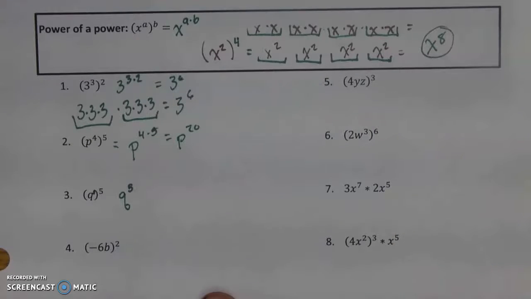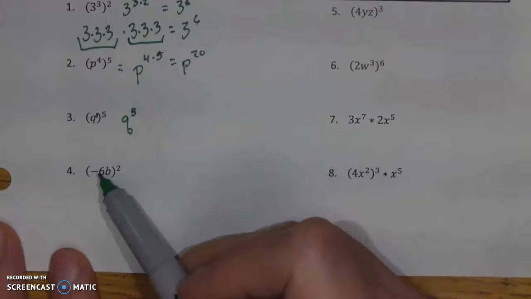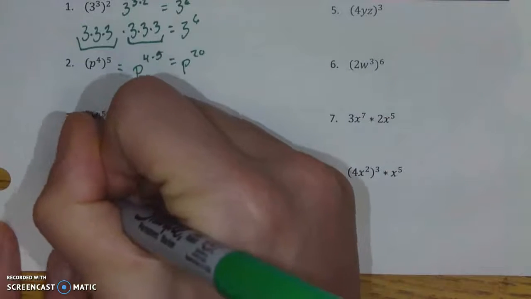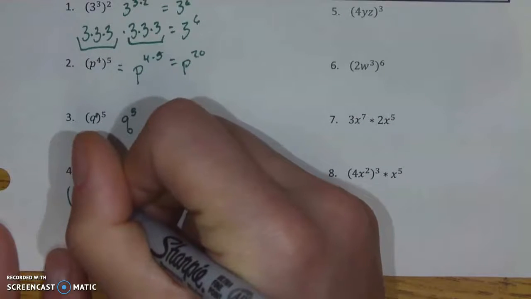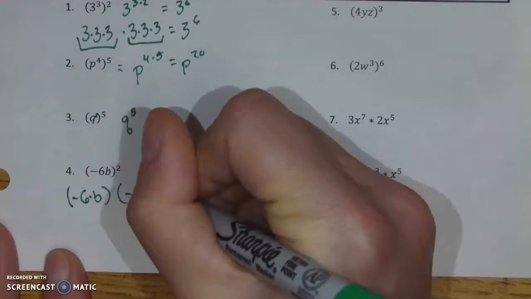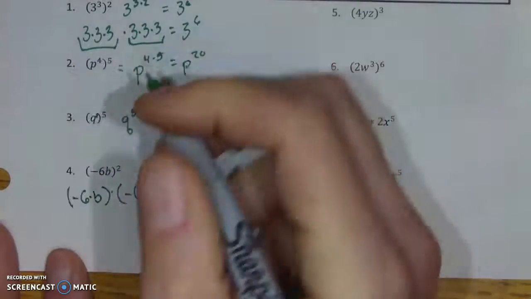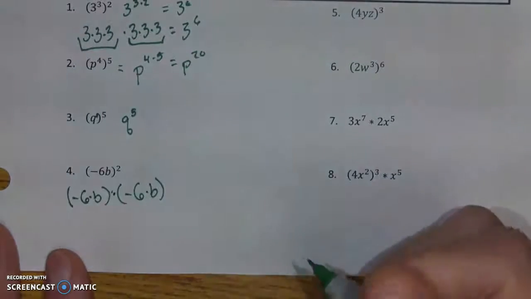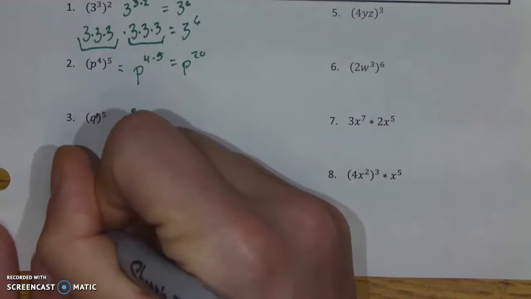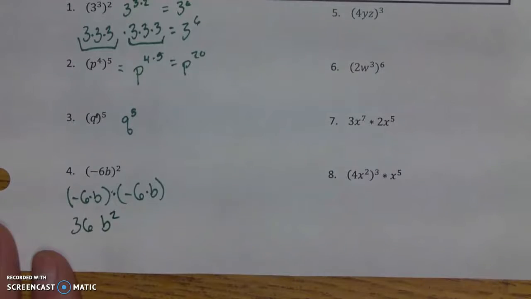You do have to watch out, of course, for negatives, and we're going to look at this one in just a little bit more depth. Here we have negative 6 times b, squared. Now remember that what this is saying is you take the entire parentheses, negative 6 times b, and you multiply by it itself, negative 6 times b. Now, when we're doing multiplication, we are allowed to multiply in any order that we want. So I'm going to take the negative 6 times the negative 6, which is going to give me 36, and I'm going to take the b times the b, which gives me b squared.